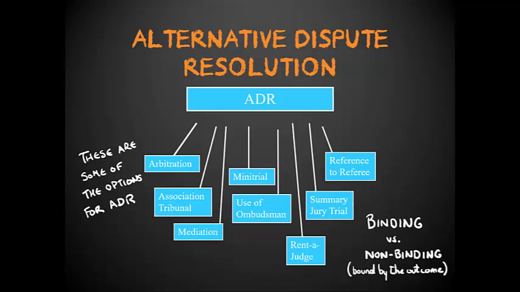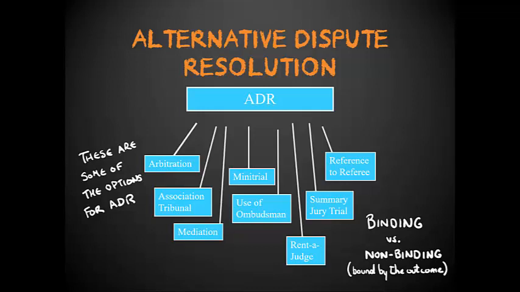The results or outcomes from ADR can be binding or non-binding. Binding meaning the parties would have to abide by whatever the outcome is, and that it can be enforced if one of the parties decides not to follow it. And non-binding meaning that the parties are not bound by the outcome and do not have to follow it if they don't wish to. We can briefly take a look at these different forms of alternative dispute resolution.